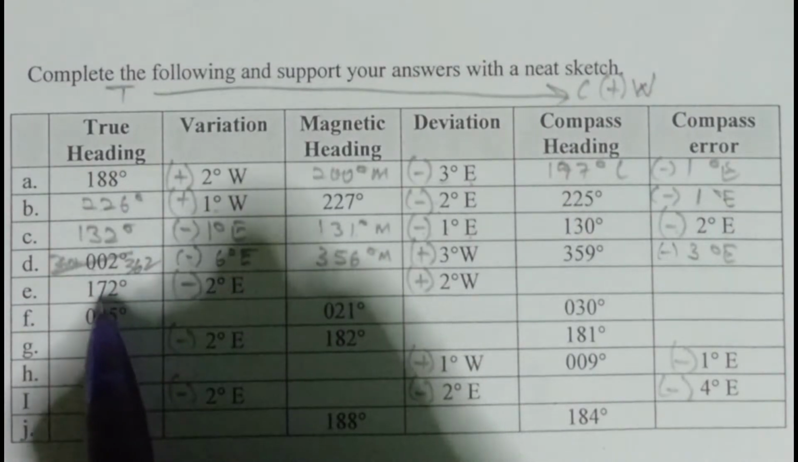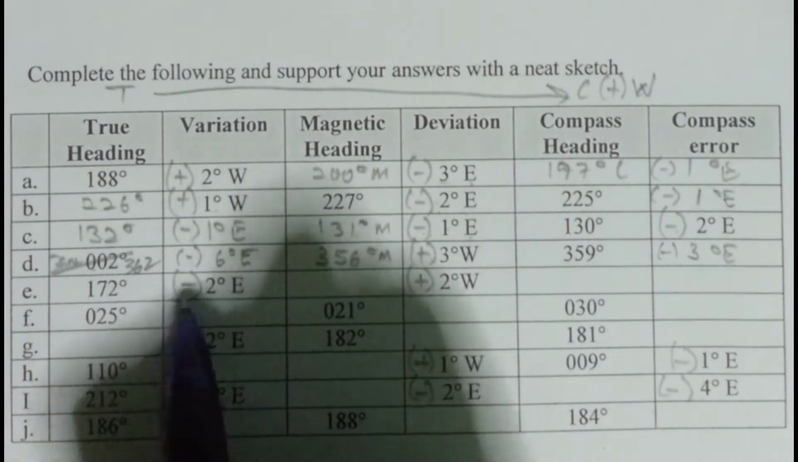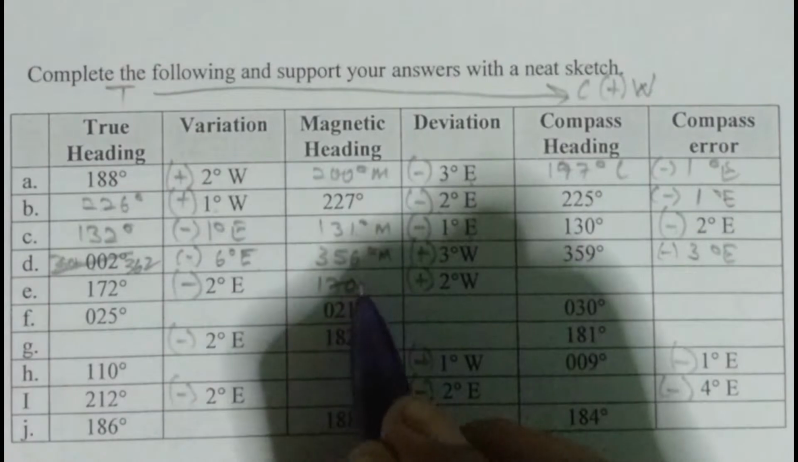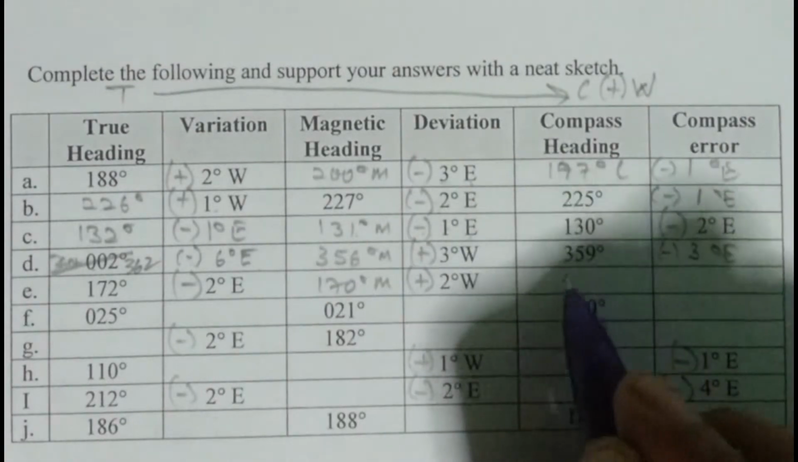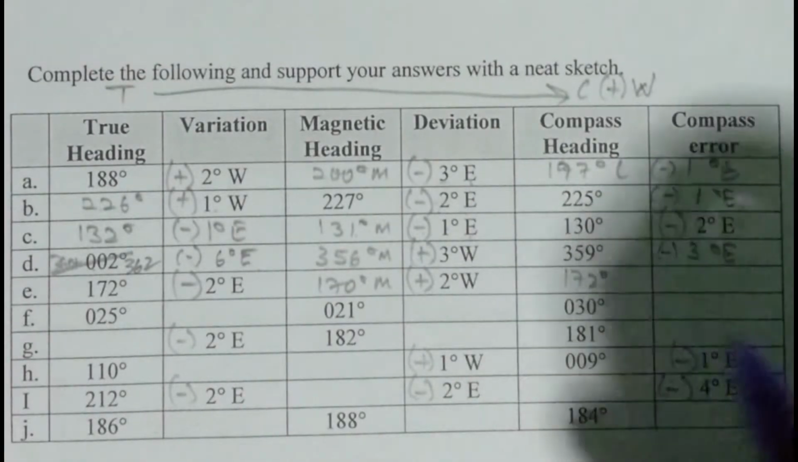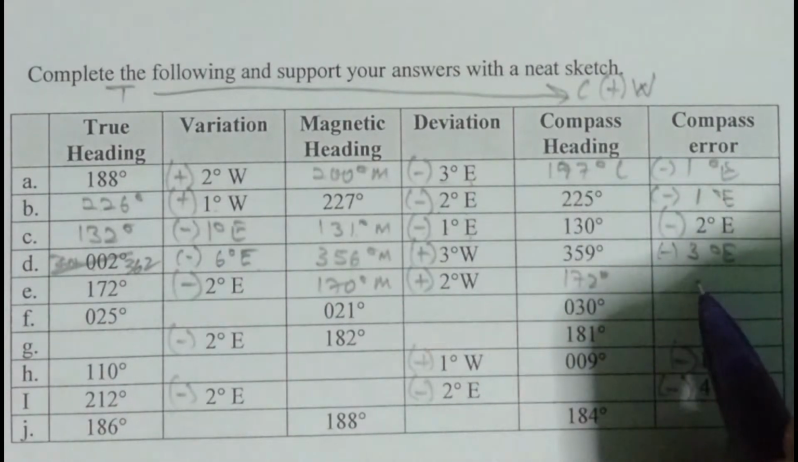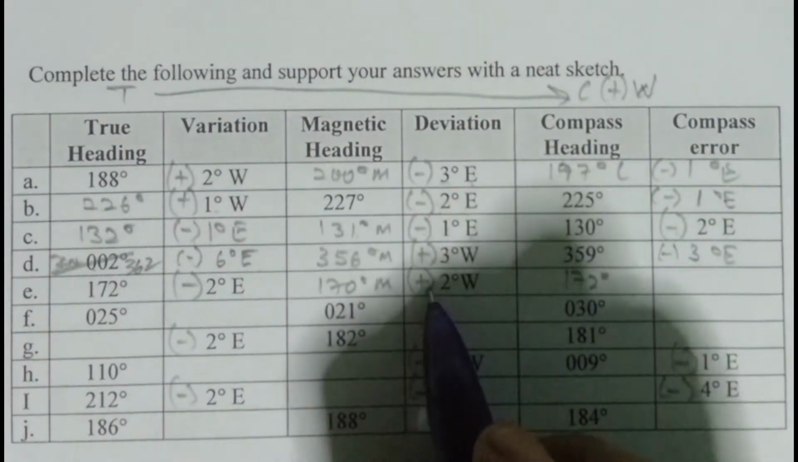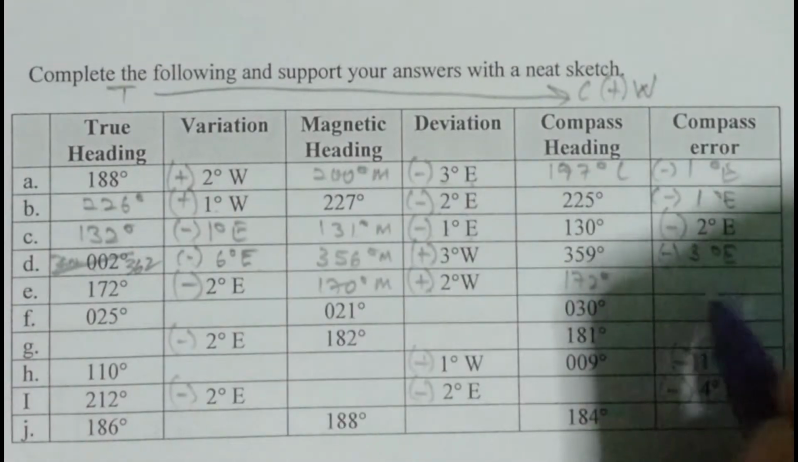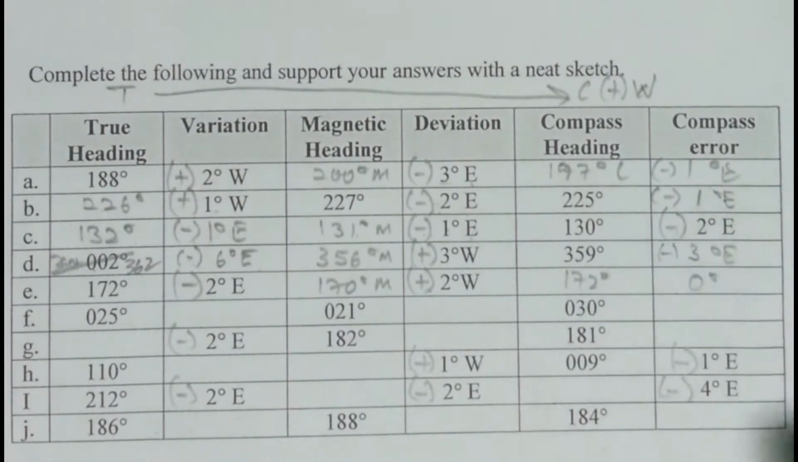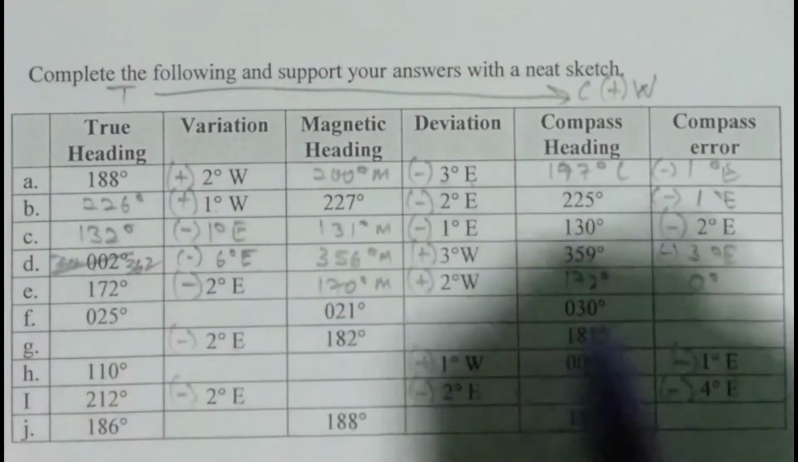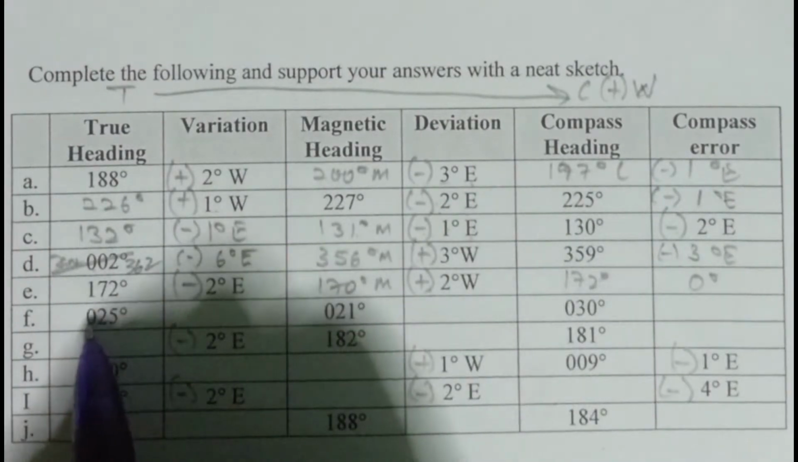Okay, here again, 172 degrees minus 2 degrees, I will have 170 degrees, and plus 2, I will have 172 degrees as my compass heading, and my compass error is this and this, they are equal, and therefore 0 degrees. No error, 172, 172, correct.